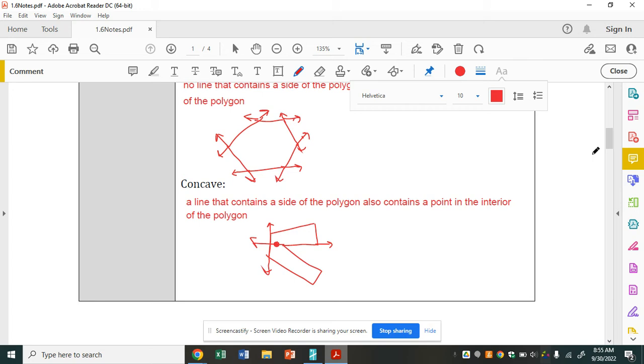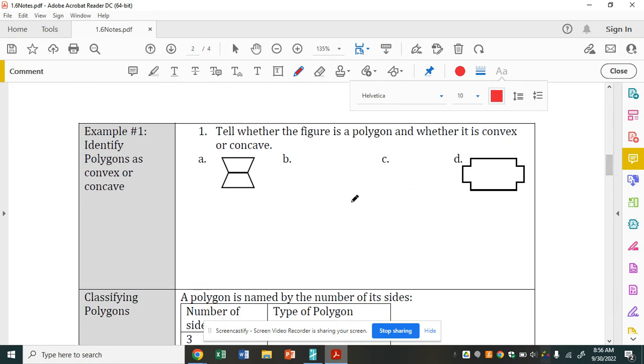So if we skip to our next page, we have a couple shapes here. I know that B and C didn't end up printing out, so just make sure you draw them. B, again, we've already talked about it. This is going to just be a hexagon. Okay, do your best with that. And then C would look something like this. Okay, so it says tell whether the figure is a polygon and whether it is convex or concave.